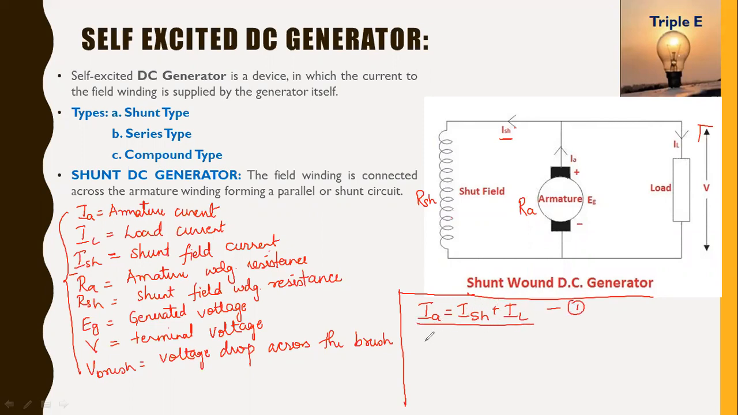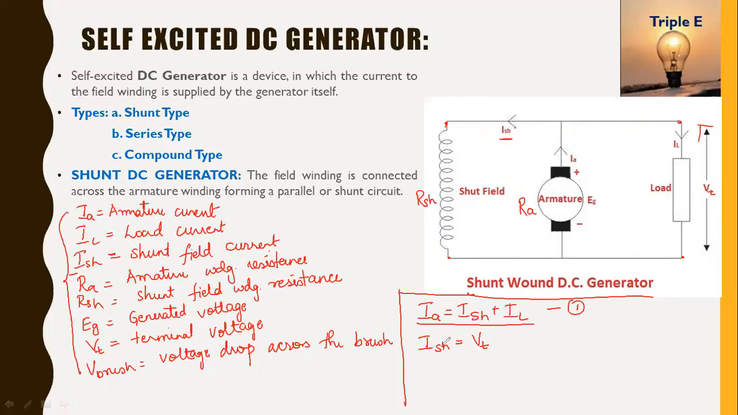The next equation is to find the current ISH. The voltage across ISH is the same voltage which is across the load. So we can say ISH will be equal to the terminal voltage, sometimes represented as VT. Let me take it as VT itself here as well as here.